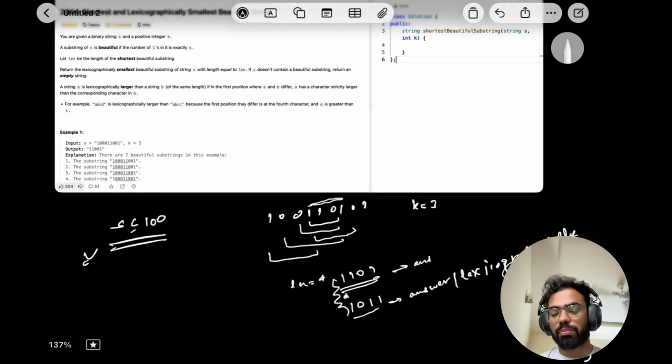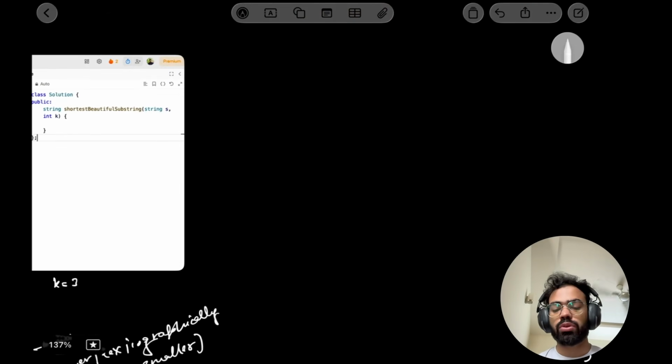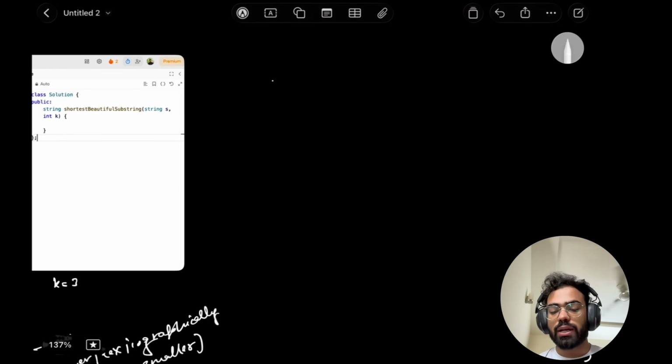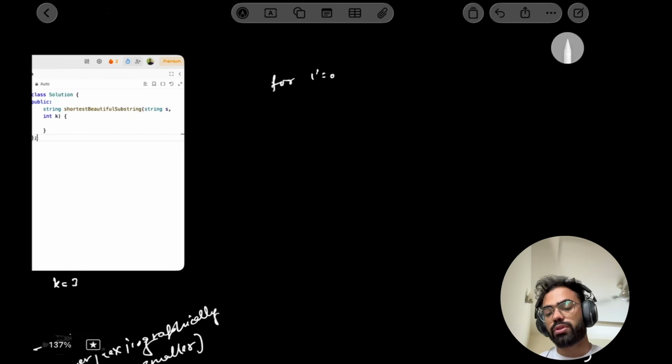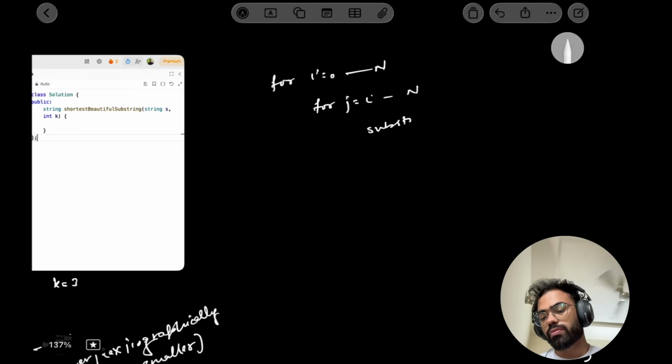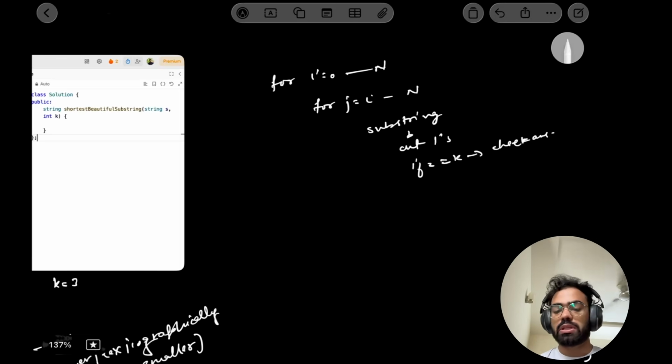Now constraints are very small, up to 100 only. So even a basic brute force approach is very simple. For i equals 0 till n we go. The next loop will go for j equals i till n. Then now you have a substring. Now in this you can count the ones. If it equals k, then check for the answer. So this is the brute force approach.